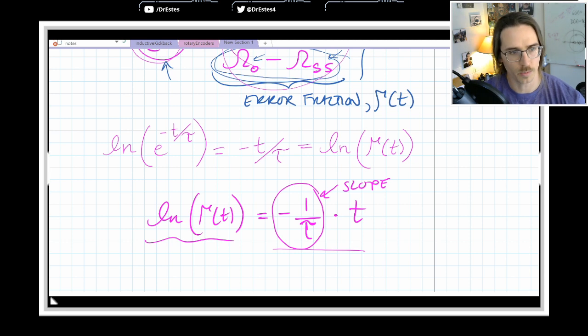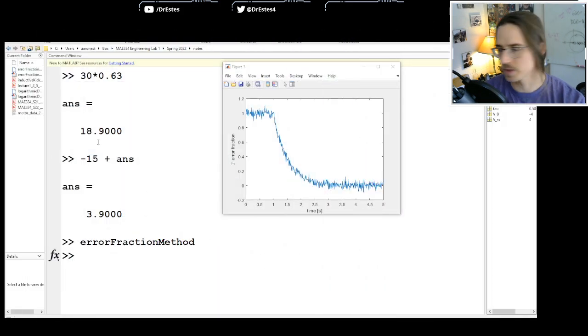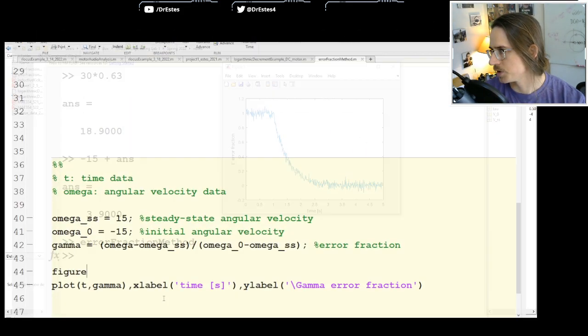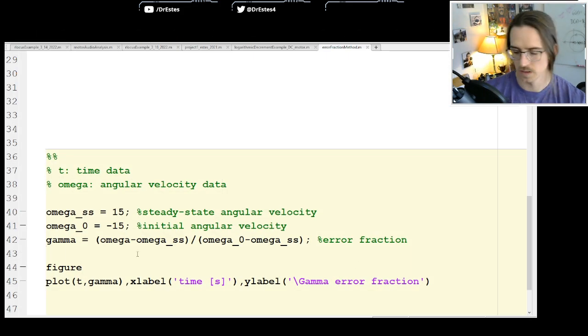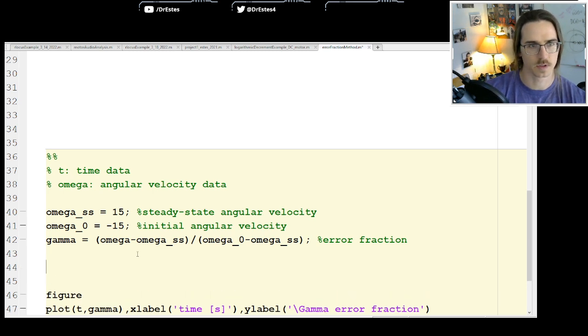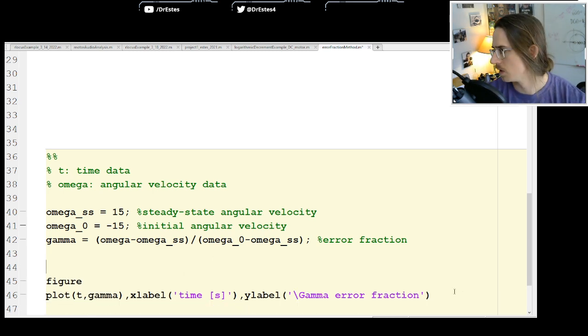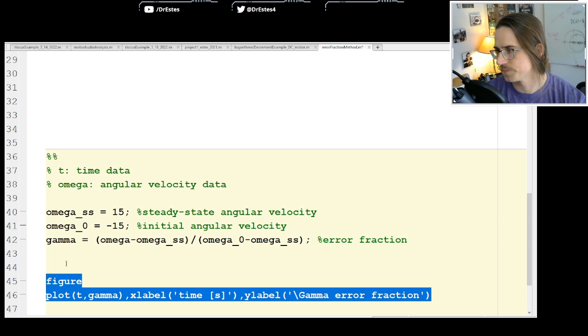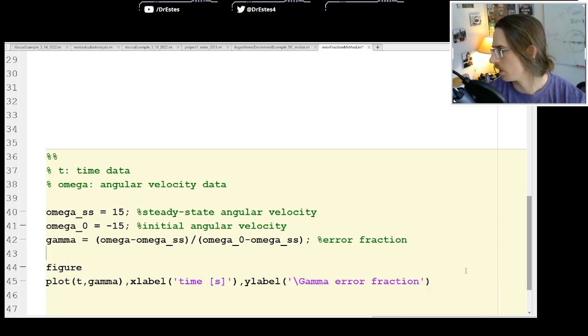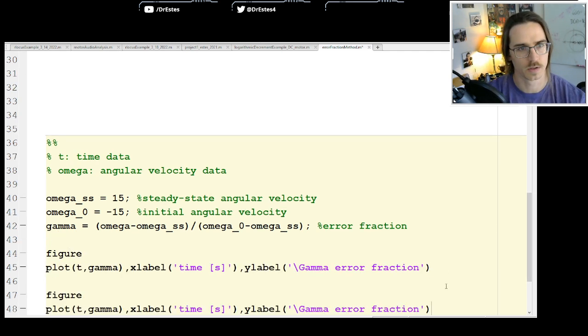Let's go back to Matlab real quick. I'm going to take the natural log of the error fraction, and I'm going to plot it. And you're going to see that it should just be a line. Okay. Let's make another plot. We'll do it right after this one.